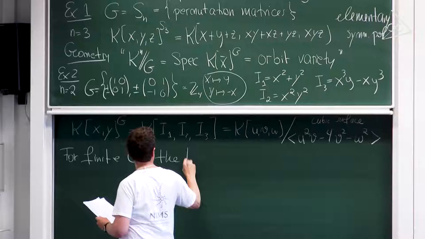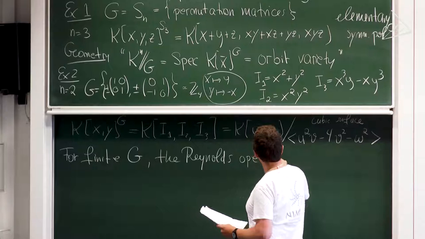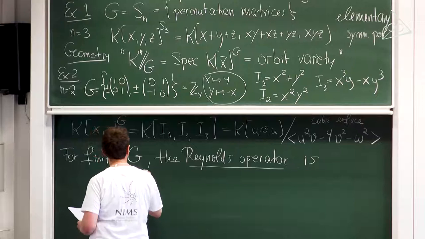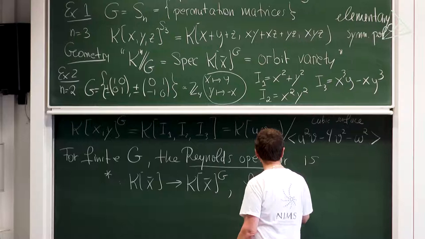Okay. Now, how do we make invariants? Well, we make invariants by averaging. So if you have a finite group, the averaging operator is named after Reynolds, famous physicist or math physicist. And the averaging or Reynolds operator is a linear map called star that takes a polynomial and averages it. So it takes a polynomial, it makes an invariant polynomial, so f gets mapped to its average called f star.